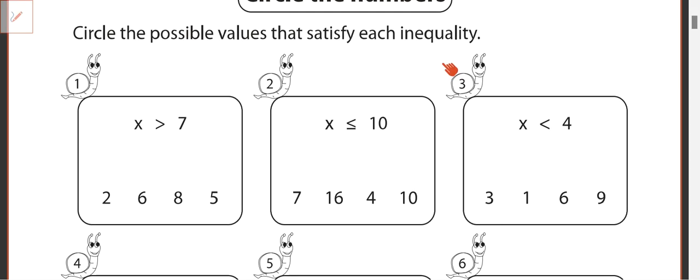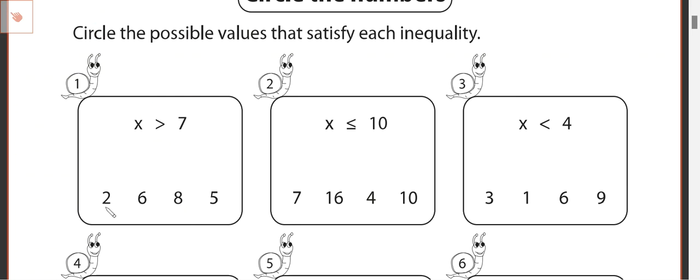Obviously, it's got pictures of slugs because it's meant for primaries. But we get the idea. This is an inequality. This states that the only numbers I'm allowed to have are numbers that are greater than 7. So on this sheet, we're going to highlight the numbers greater than 7.